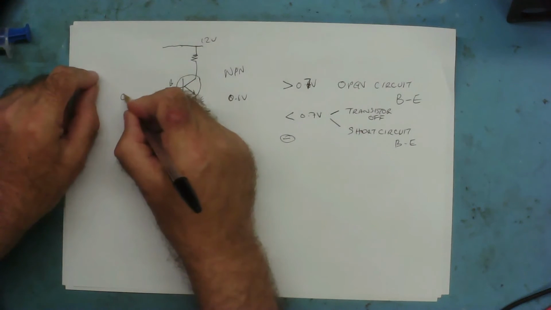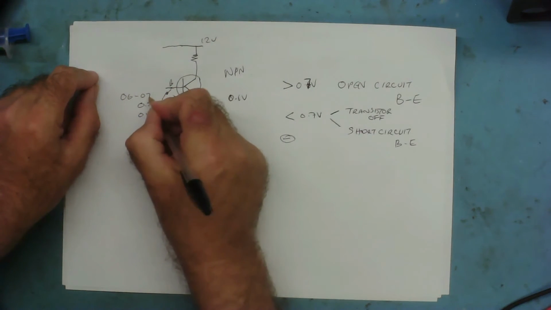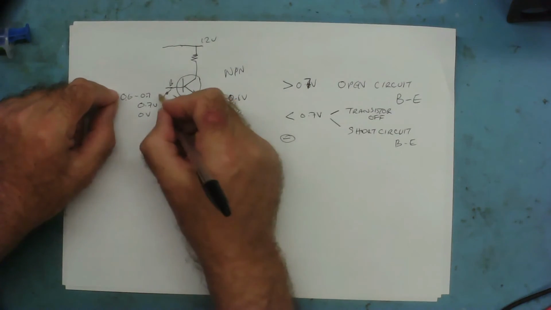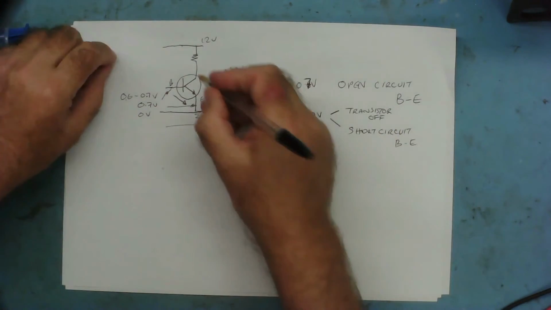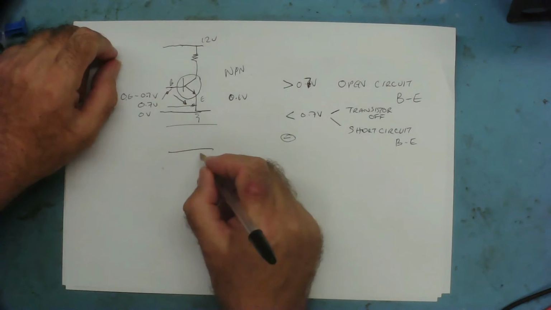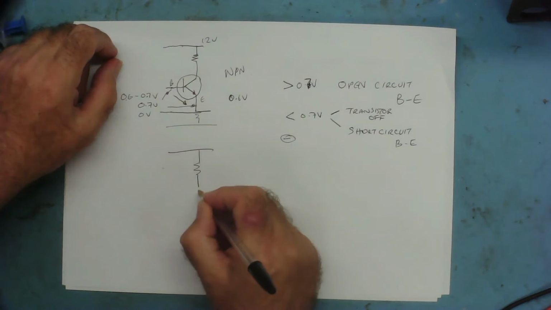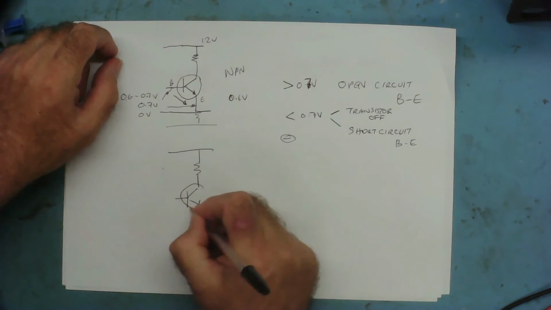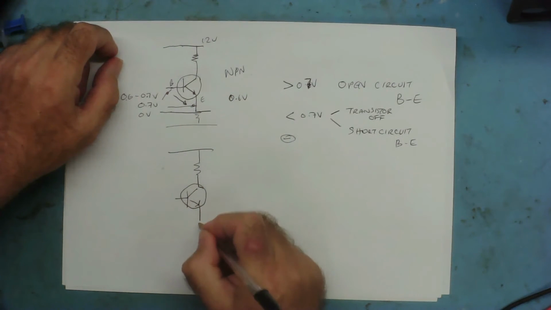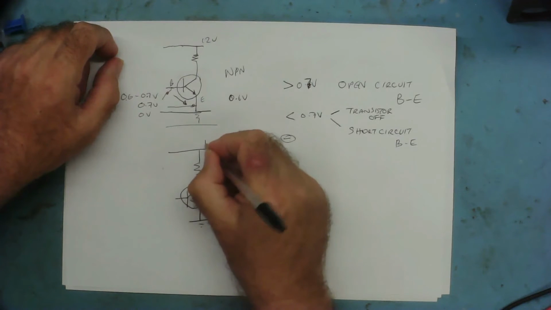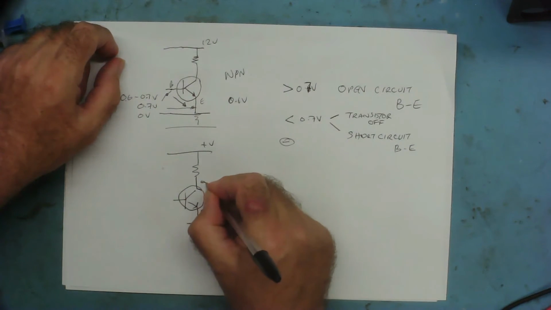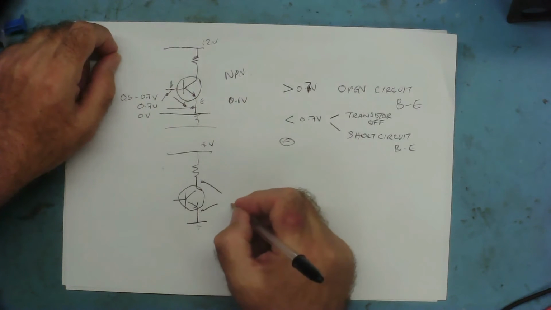And if it's somewhere between 0.6 to 0.7, it could be in its active region, acting as an amplifier. The other voltage you can read on a transistor is the voltage between the emitter and the collector. Put your test meter here and here.